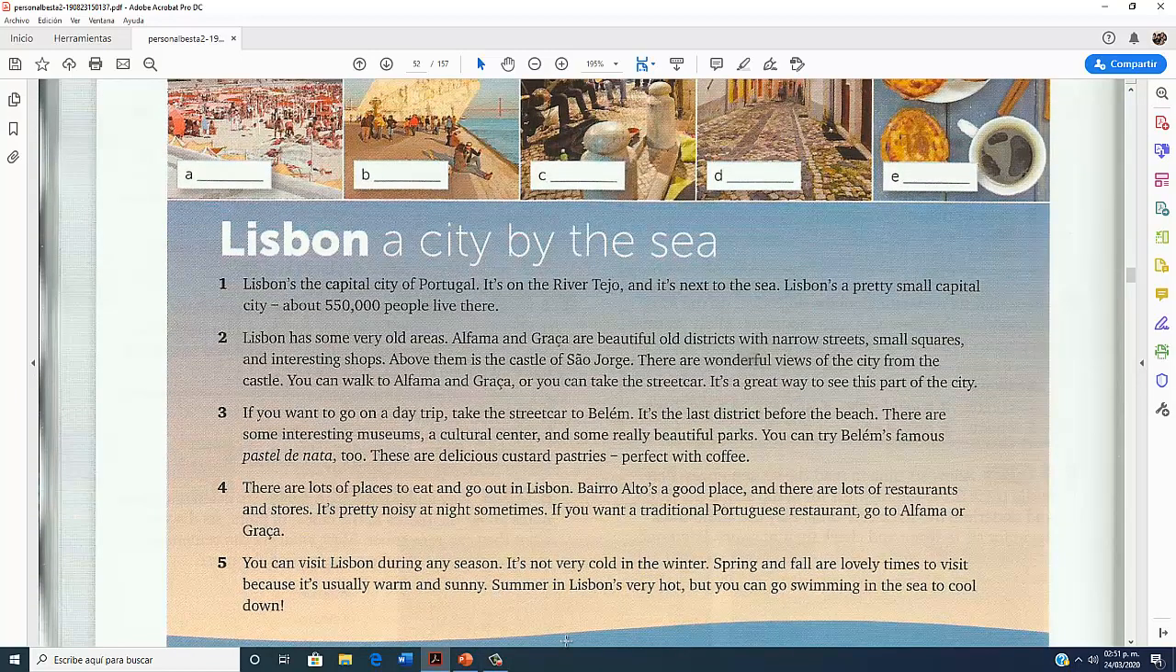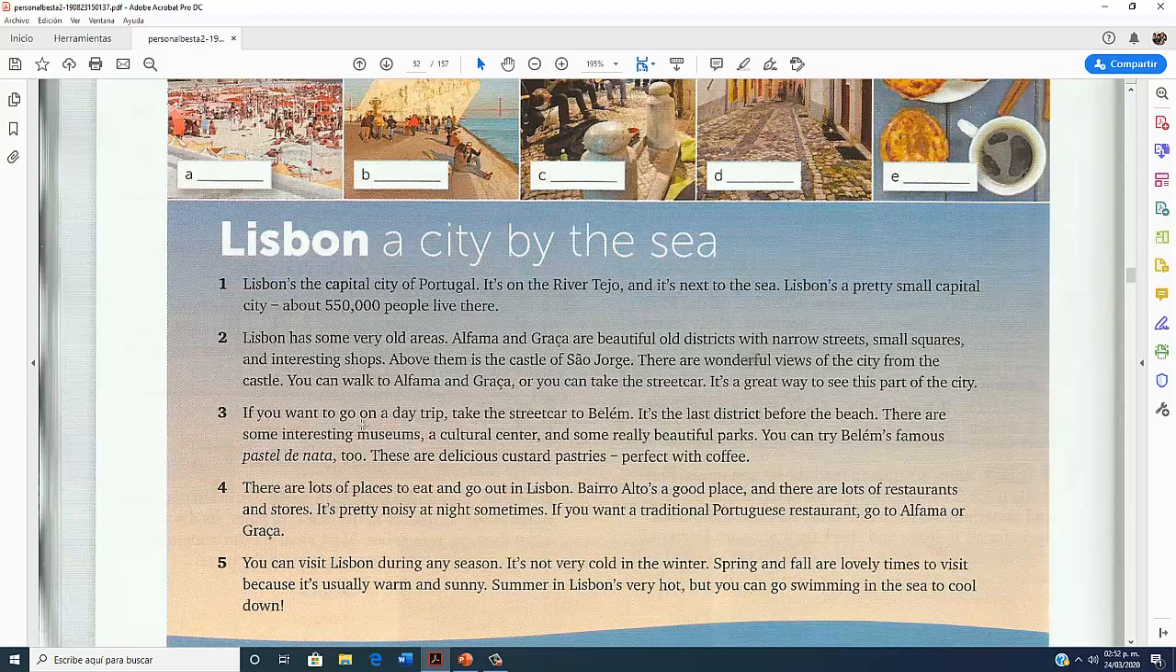Yeah. Here it says Lisbon, the capital city of Portugal. It's on the river Tejo. It's next to the sea. Lisbon's a pretty small capital city. About 5,500 people live there. Lisbon has some very old areas. Alfama and Graça are beautiful old districts with narrow streets, small squares, and interesting shops. Above them is the castle of St. George. There are wonderful views of the city from the castle. You can walk to Alfama and Graça, and you can take a streetcar. It's a great way to see this part of the city.